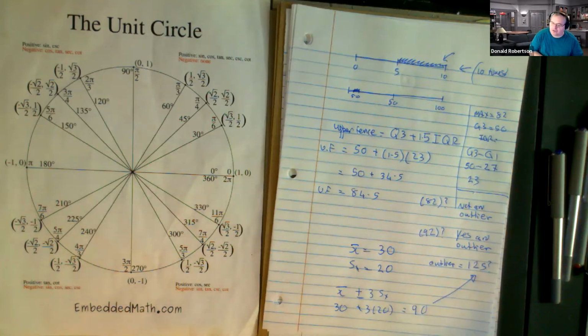Now, those kinds of questions work really well with multiple choice, because couldn't you get the answer, yes, it's an outlier, or no, it's not an outlier?